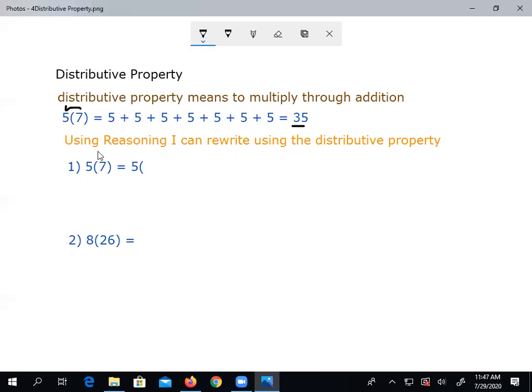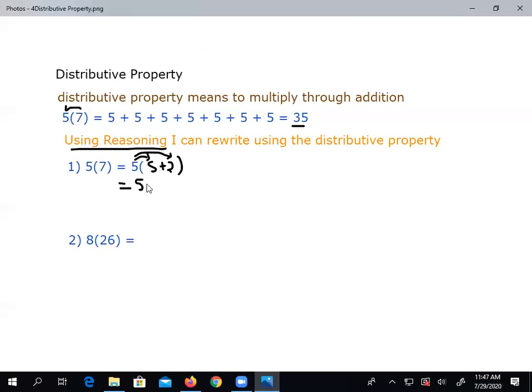Now, where algebra comes in is there's another way to look at this problem by using some reasoning. So 5 times 7, what I'm allowed to do is I can change the 7 to an addition problem. I can change the 7 to 5 plus 2, because 5 plus 2 is the same thing as 7. And the way distributive property works is you multiply the outside number to both inside numbers. So this 5 has got to go to both of those numbers inside there. So it turns into two multiplication problems.